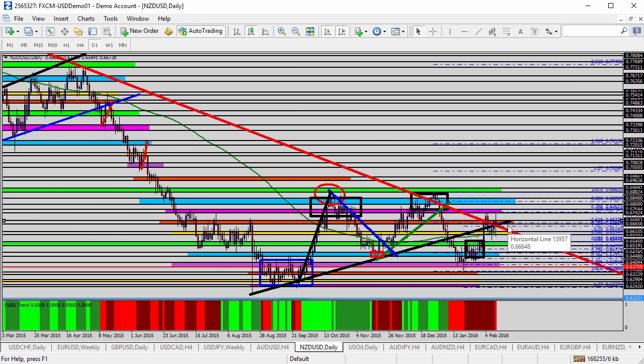Are we going to break higher and continue to go up, or are we going to find resistance here and continue to go down? I will lean towards the downside right now. I've been biased towards the downside. The Forex Black Book trend bar is red. We see the downtrend line is still intact and has not been broken. So that tends to be the bias that we have for the New Zealand dollar.